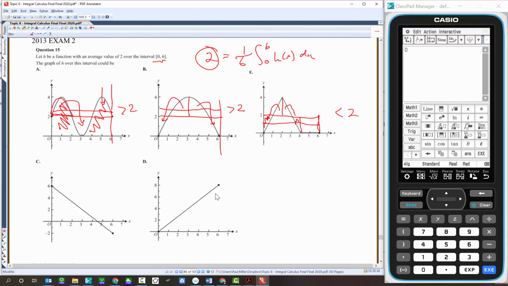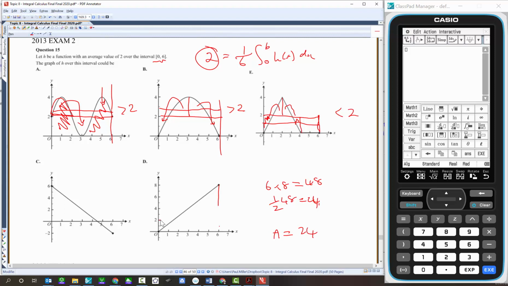All right, over here, what we're going to consider is this area: 6 times 8, which is 48. Let's halve 48, which is 24. So this area here would be equal to 24. So area is equal to 24.